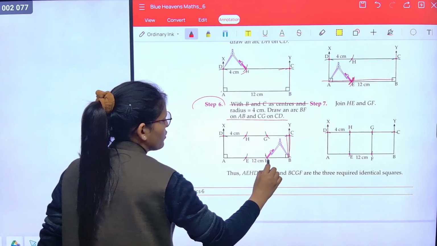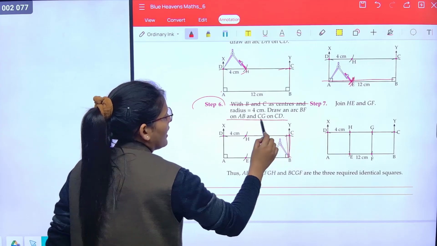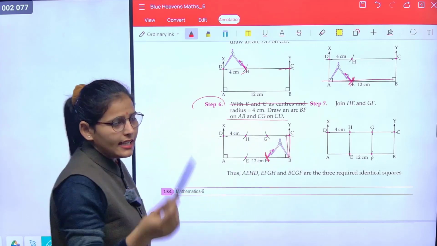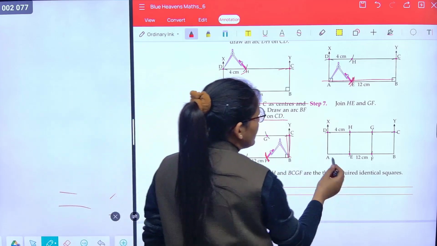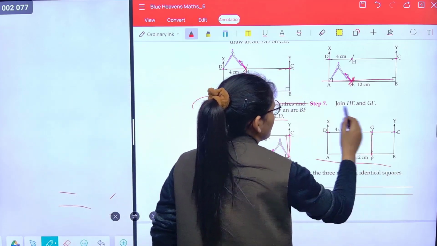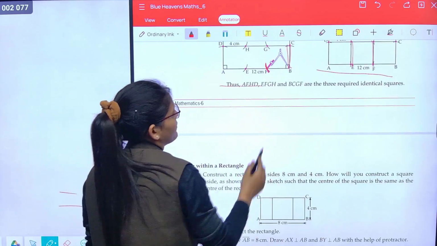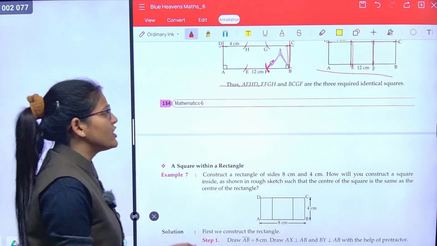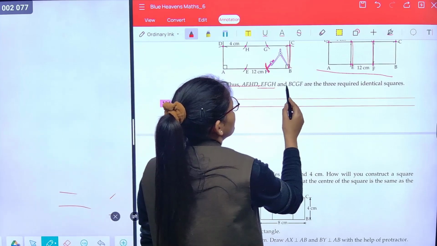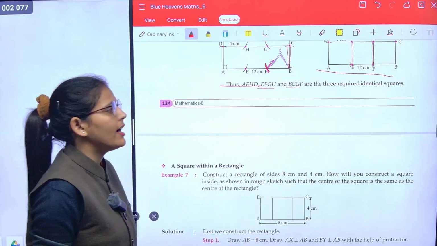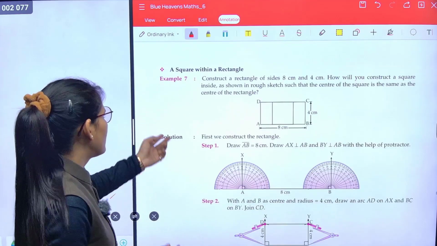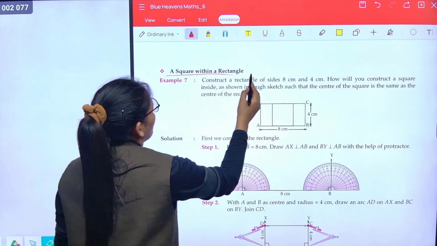यहाँ पर हमने इसको arc लगाया. Then now CG on CD. Now class हमने उसको join किया. Join HE and GF. Thus AEHD, EFGH, FBCG are the 3 required identical squares. Come on, a square within a rectangle.